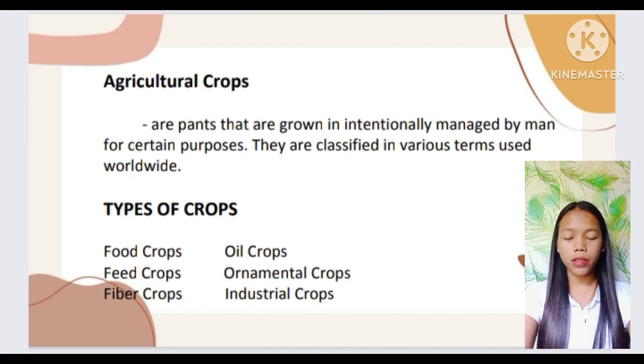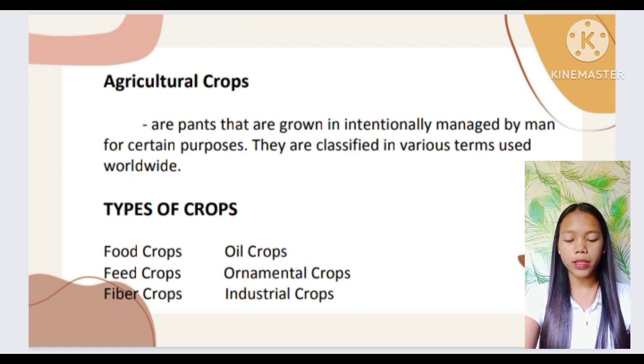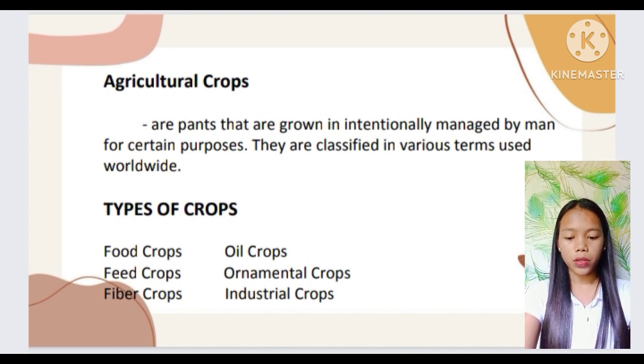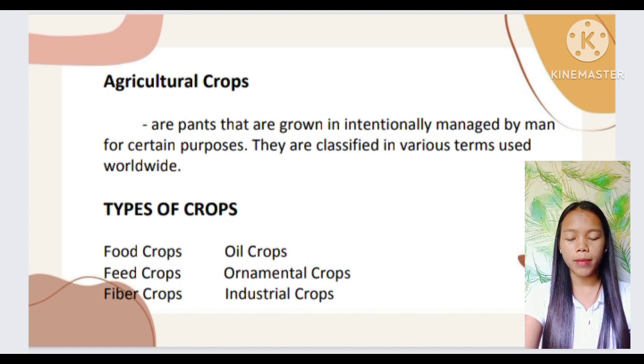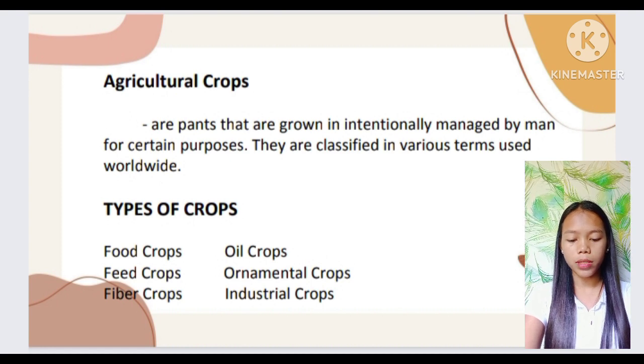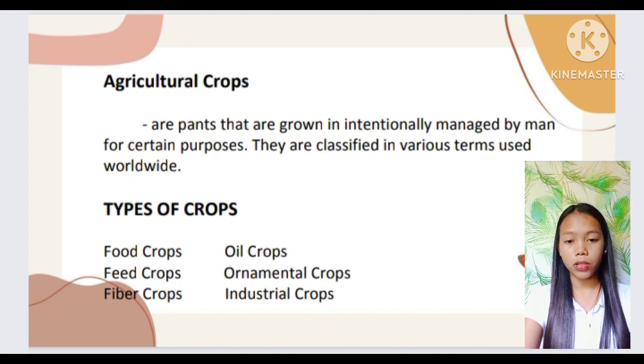After that short activity, we will now proceed to the presentation of my topic. So, what are agricultural crops? These are plants that are grown or intentionally managed by man for certain purposes. They are classified in various terms used worldwide, and crops fall into 6 categories, and these are the food crops, feed crops, fiber crops, oil crops, ornamental crops, and industrial crops.